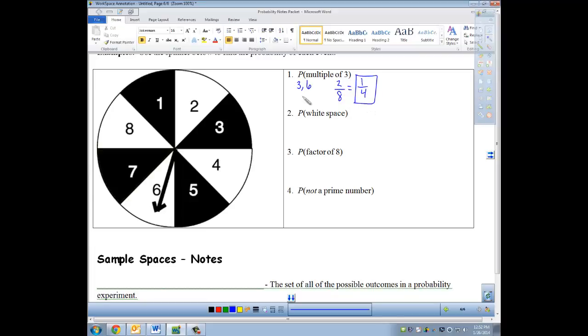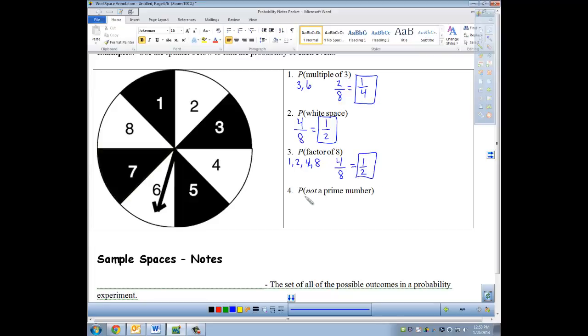Number 2, the probability that it's going to be a white space. So we got 1, 2, 3, 4. 4 possibilities out of 8. Reduces down to 1/2. Number 3, we want a factor of 8. So that'd be 1, 2, 4, and 8. So 4 possibilities out of my total 8 is again 1/2.